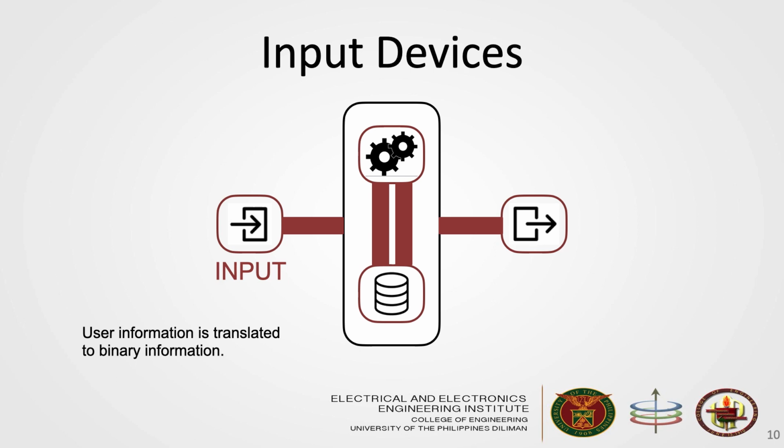Input devices take in information from the outside world, accept them as raw data, and then translate them into binary data which the computer can understand. This binary data is then manipulated in the processor or is stored in the memory to be processed later.